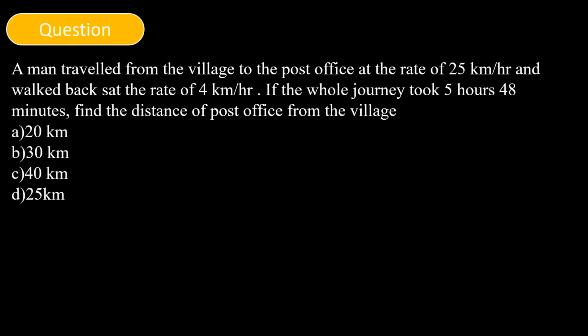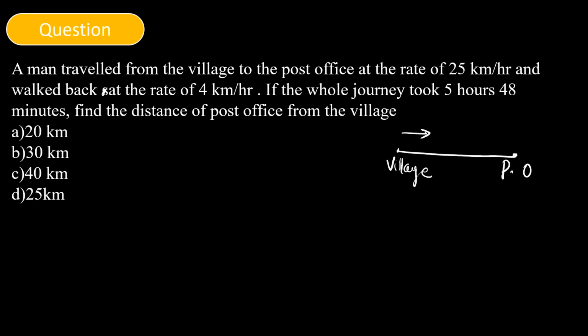Now we'll see a problem. A man traveled from the village to the post office at a rate of 25 km per hour and walked back at a rate of 4 km per hour. If the whole journey took 5 hours 48 minutes, find the distance of the post office from the village. Here two speeds are given, that is, from the village to the post office a man is traveling.